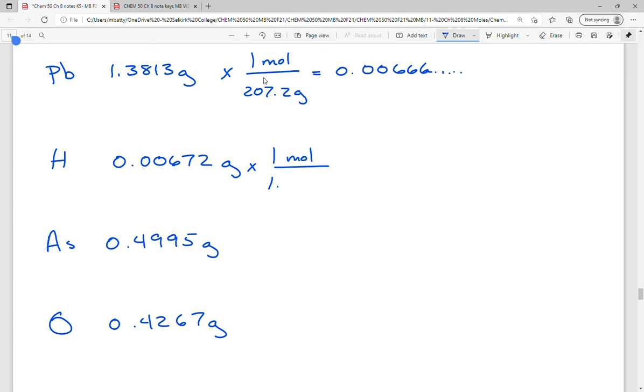So 1 mole of hydrogen is 1.008 grams. That works out to 0.00666. You might notice a trend between those two. So arsenic, off the periodic table, using the molar mass to figure out how many moles we have in 0.49995 grams of arsenic.